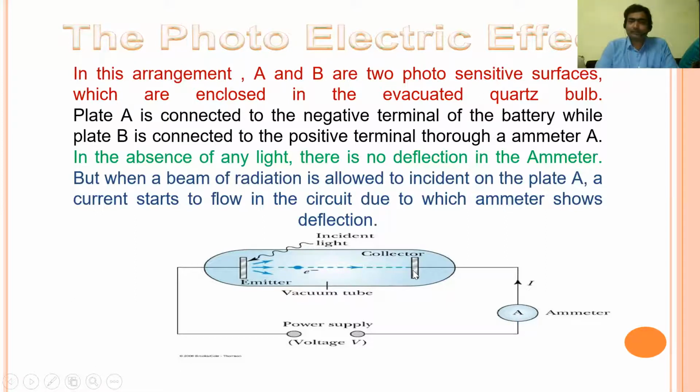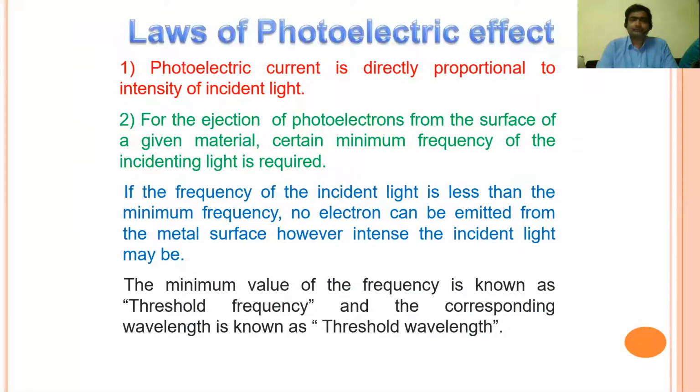Because plate B, also called the collector, is connected to the positive terminal of the battery, it attracts the negative electrons. So the positive terminal attracts the negative electrons. From this collector, the electrons enter through this wire and pass in this direction. When they pass through the ammeter, it will show some current. This current is called a photocurrent. This is the experimental study.